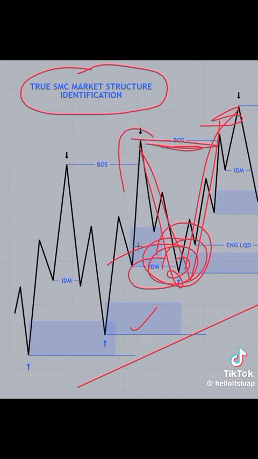It doesn't matter the length of the retracement. As long as the inducement is taken out, and price breaks past this high, then this will be considered a break of structure.